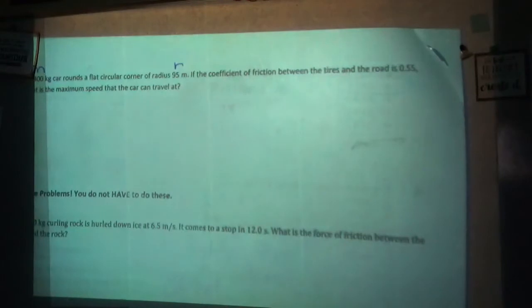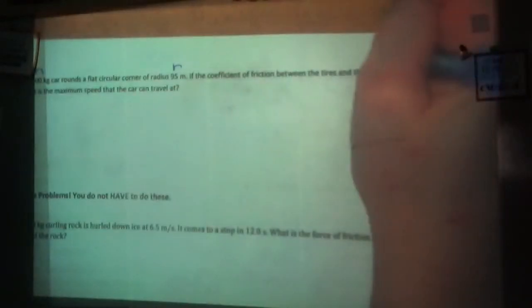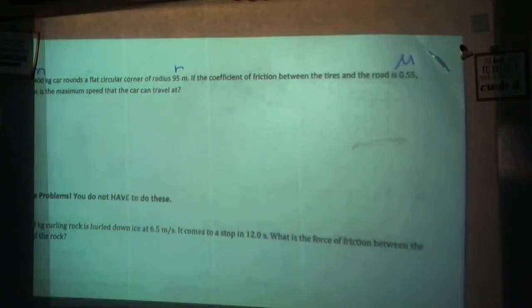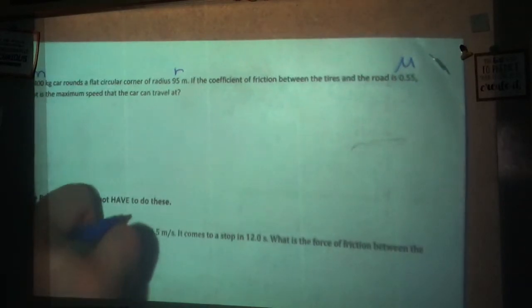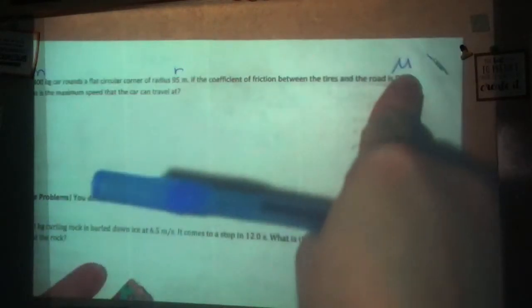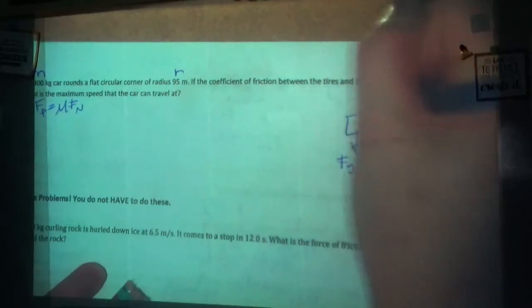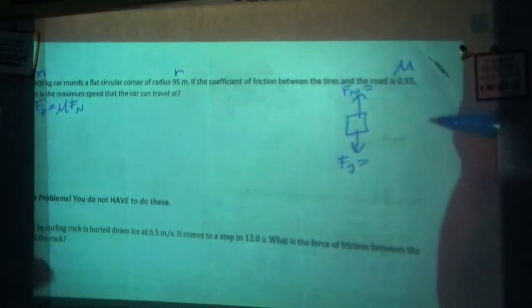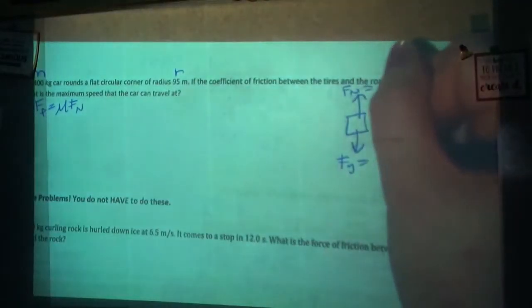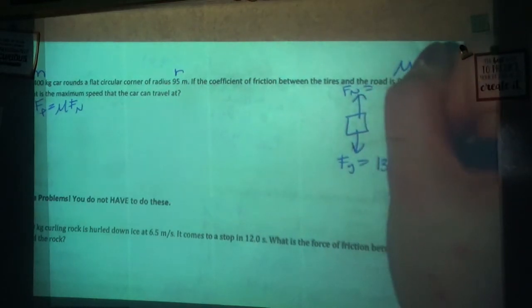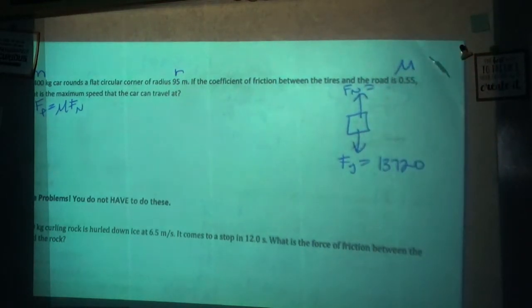And last one, I have a mass of 1,400, and I have a radius of 95. And I have a coefficient of 0.55, and I want to know the maximum speed it can travel at. So let's think, I have m and r, and I have mu. So if you have mu, you can find the force of friction, because it's mu Fn. My normal force is just my gravity force, because it's not falling down. So mass times 9.8, we just said, would be the 13,720. And then that would also be my normal force.